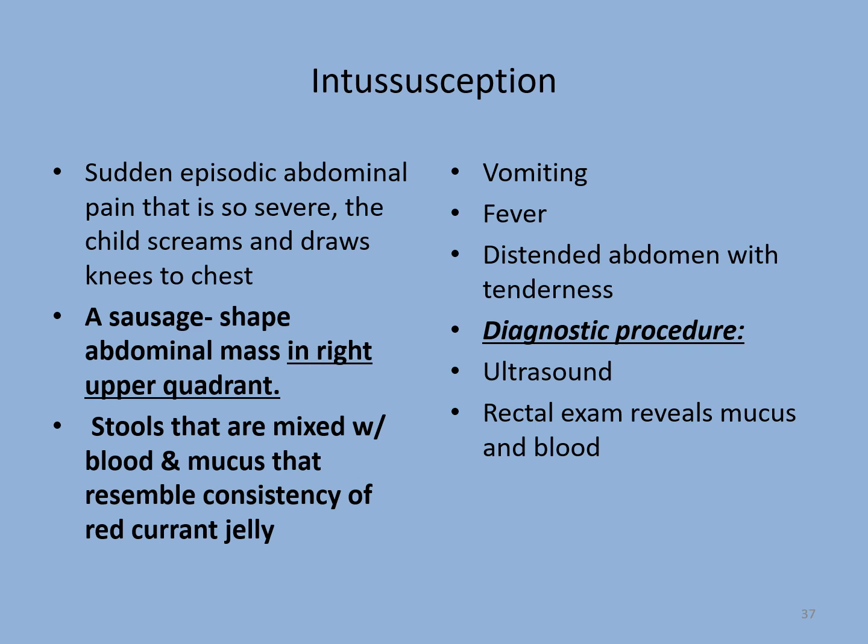So if you remember telescoping, severe abdominal pain, right upper quadrant, a sausage-shaped mass, along with red currant jelly stools, you'll remember that it's intussusception. The child will vomit and have a fever and have a distended abdomen that's very sensitive to touch. They'll do an ultrasound, and generally they'll do a rectal exam, which reveals the mucus and blood.